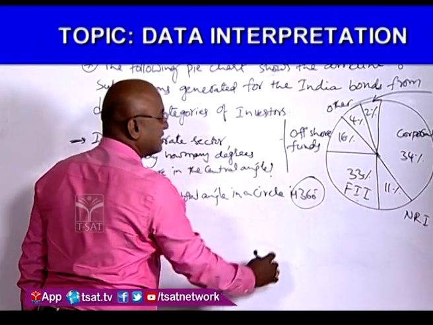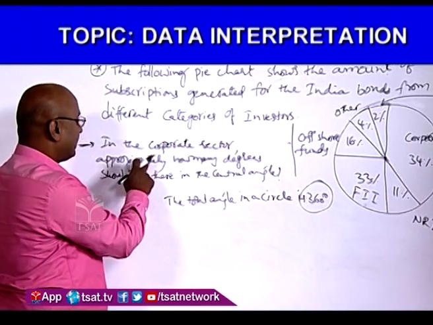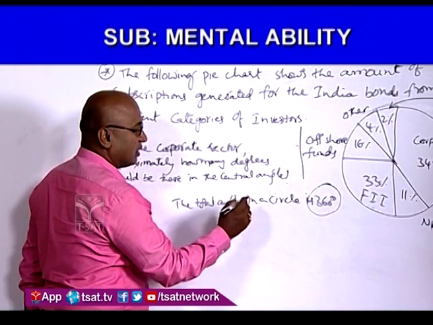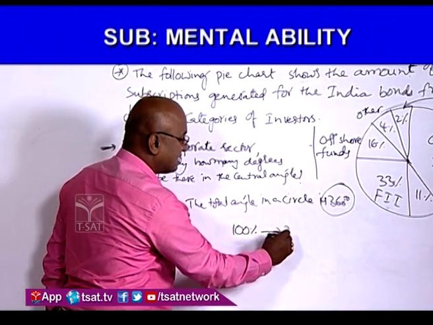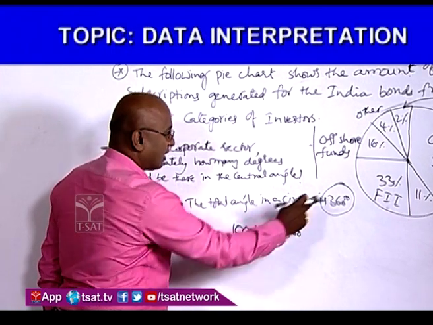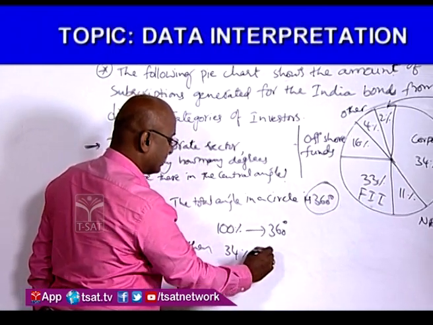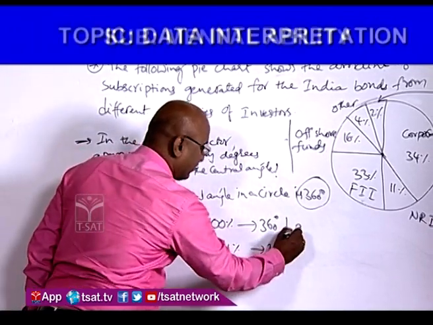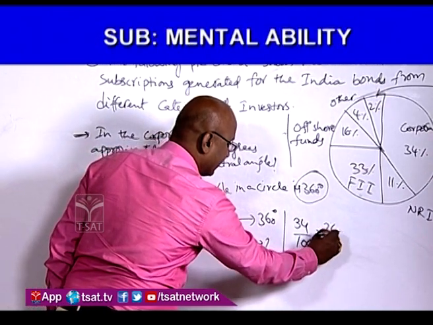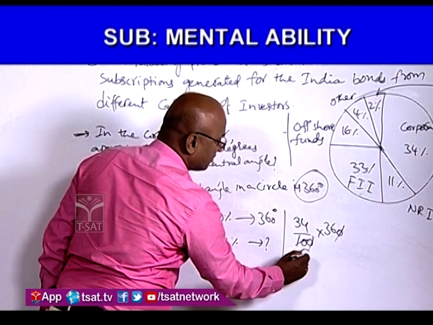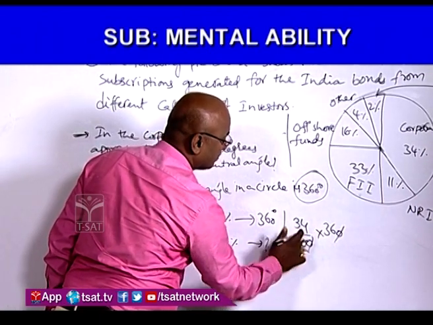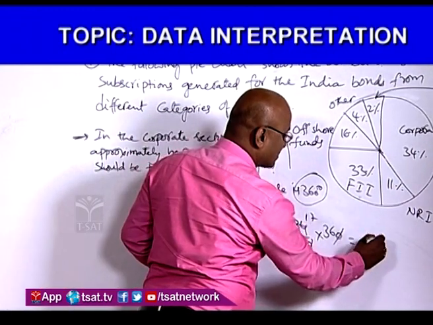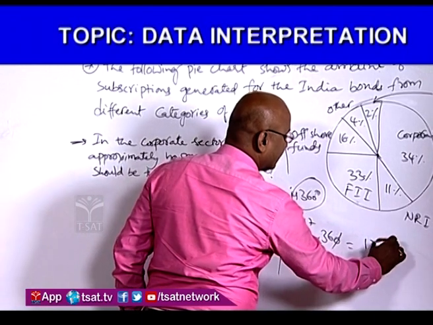Then what is the corporate sector's proportion? It is 34%. Suppose 100% is equal to 360 degrees, then corporate sector 34% is how much? Got it? Now 100% is 360 degrees, then 34% is how much? 34 by 100 into 360, 10 and 2 5s and 2 17s. So that is equal to 17 into 36 by 5. That is equal to approximately 122.4 degrees.